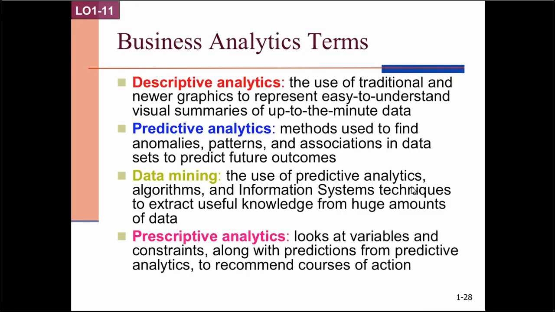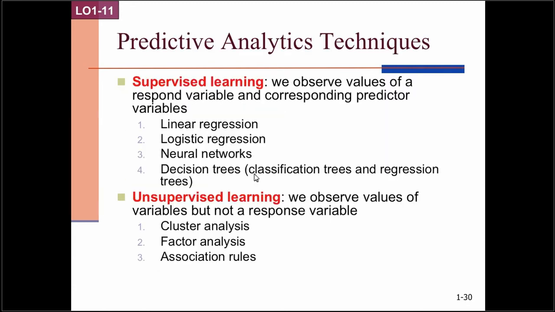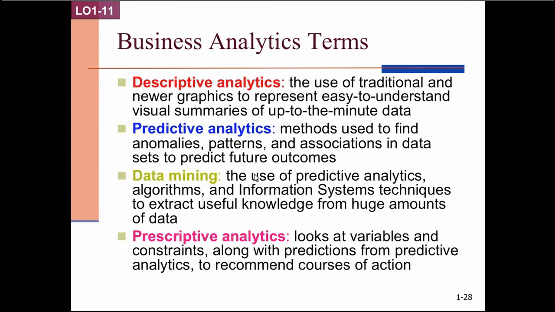Predictive analytics is a method used to find anomalies, outliers, patterns, and associations in a data set to predict future outcomes. Now I'll give some examples when I go into each one of these. Data mining uses predictive analytics, so as you can see, each one of them builds on top of the previous one. Descriptive analytics is built on top of statistics. Predictive analytics is built on the descriptive analytics. However, it allows us to do much more things. Anomalies are one of the examples of fraud detection.